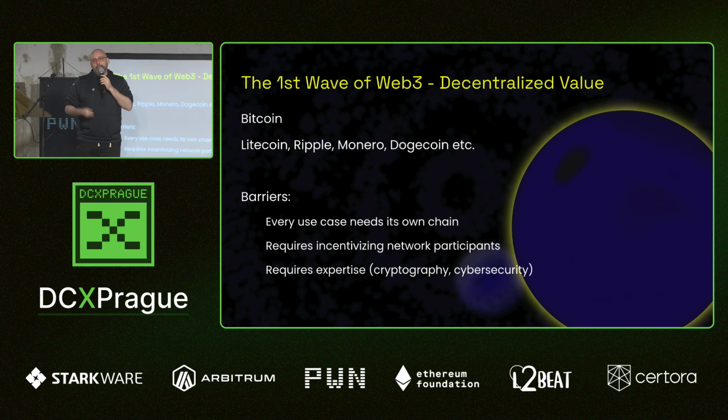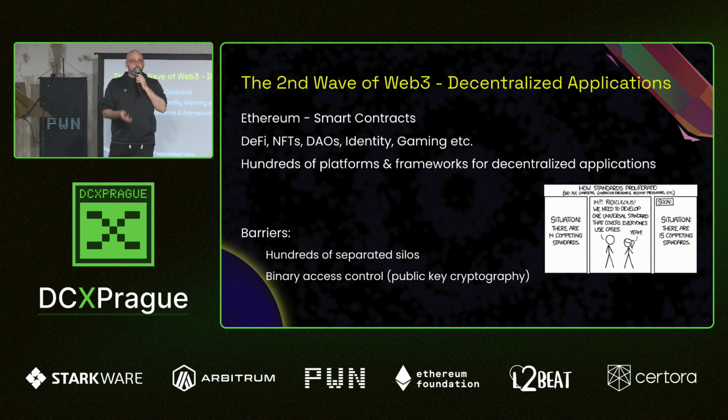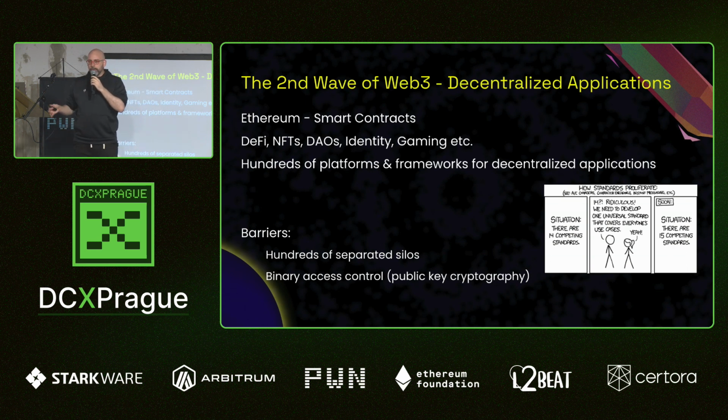And that was the catalyst for Ethereum introducing decentralized applications, right? And smart contracts. So now if you want to create a decentralized application, you don't need to be an expert in cryptography and security and set up your own network and incentivize participants. You just write a smart contract and it's implemented on Ethereum, right? And that led to DeFi, NFTs, DAOs, identity, gaming, everything that we know today, because builders had a much, much easier way to build those things. And it just scales better.